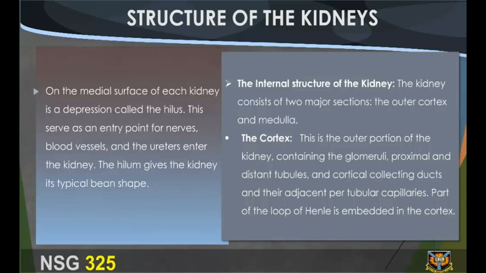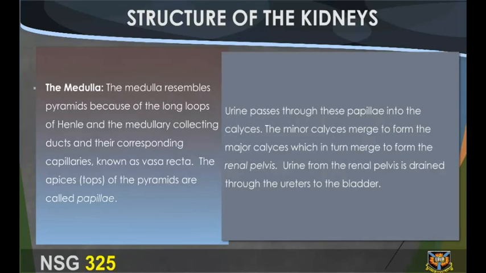The internal structure of the kidney. The kidney consists of two major sections, the outer cortex and the medulla. The cortex is the outer portion of the kidney, containing the glomeruli, proximal and distal tubules, and cortical collecting ducts, and the adjacent peritubular capillaries. Part of the loop of Henle is embedded in the cortex. The medulla resembles pyramids because of the long loops of Henle and the medullary collecting ducts and their corresponding capillaries, known as vasa recta.